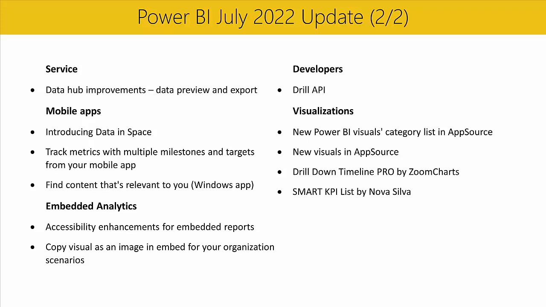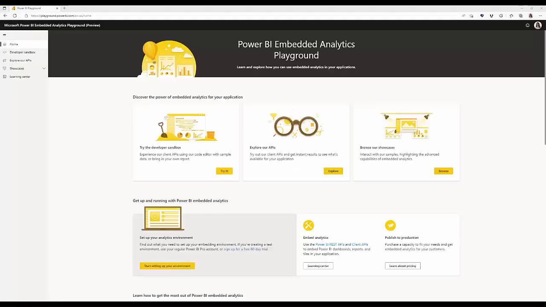You can adjust zoom levels and add title attributes to the embedded component with just a few lines of code. You can also enable keyboard shortcuts and high contrast modes for embedded reports. Please visit our Embedded Analytics Playground to get hands-on experience of these and many more capabilities for your reports. Noam will show us a demo of these enhancements.